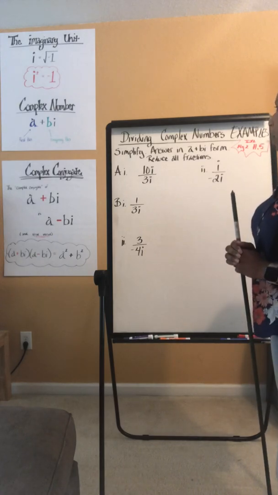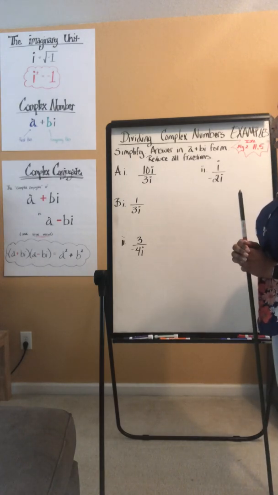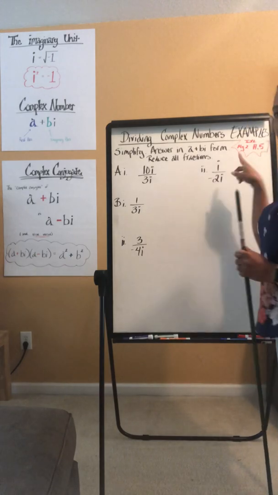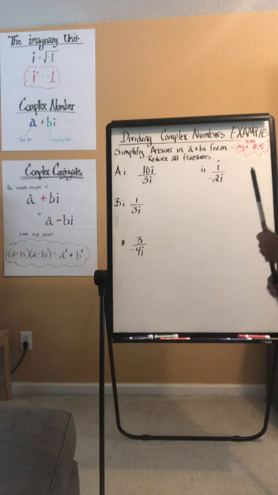We are dividing complex numbers, and these are my examples. We're going to simplify, and you're going to answer in a plus bi form and reduce all fractions. This will help you with IXL Algebra 2 H5.